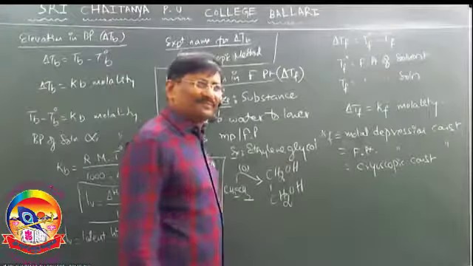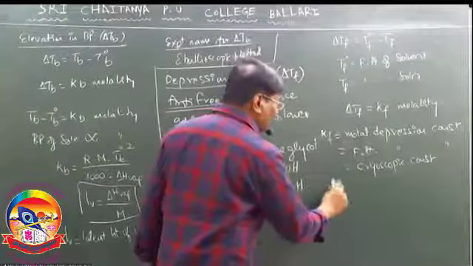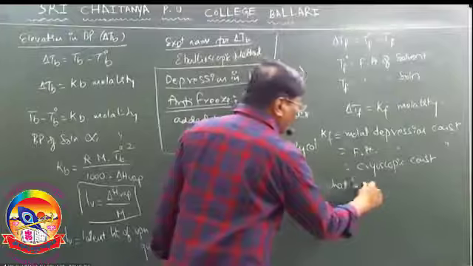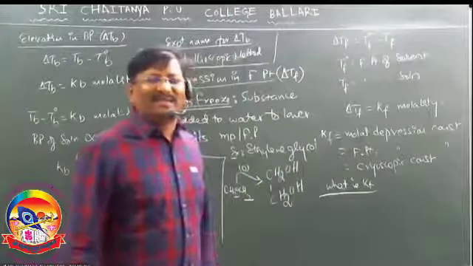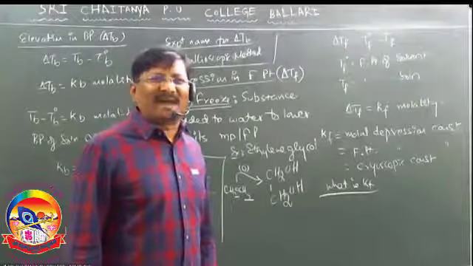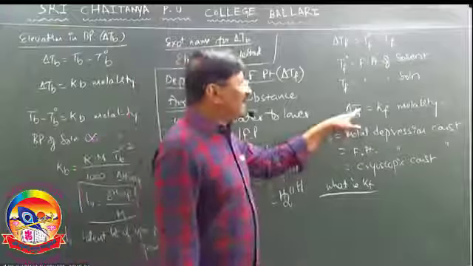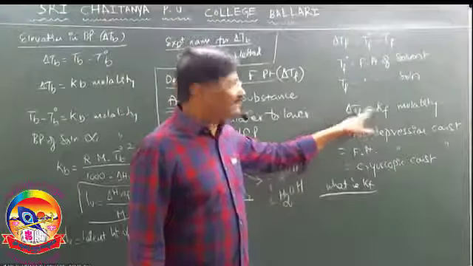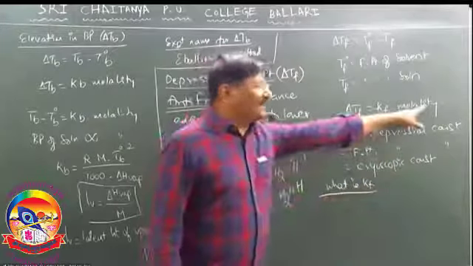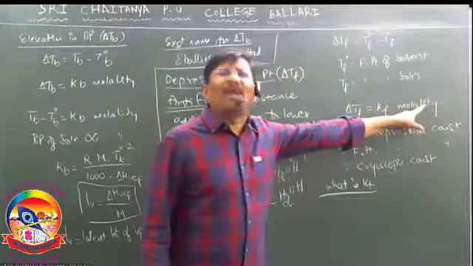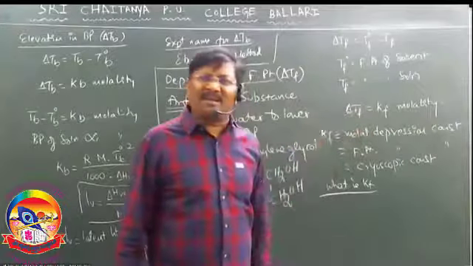Suppose a question is like this: what is Kf? Define Kf. Not simply that Kf means cryoscopic constant; we want the definition. It is very simple. Delta Tf means depression in freezing point, and this is molality. So when molality is 1 molal, Kf equals delta Tf.